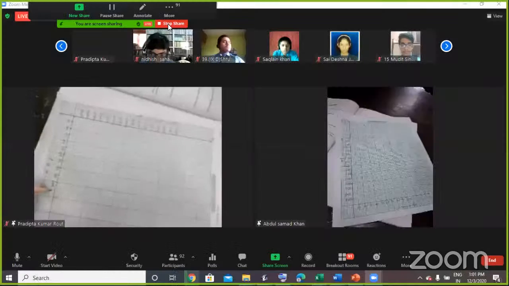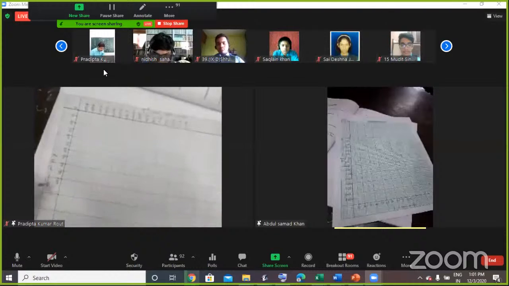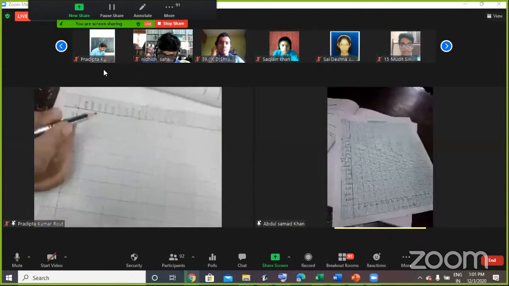It is not very clear. Children, just zoom in on whichever camera looks clear to you. There are two devices. One I am holding, my name is there, and one Mr. Rout is holding. Whichever one you find clear, you can see in that.